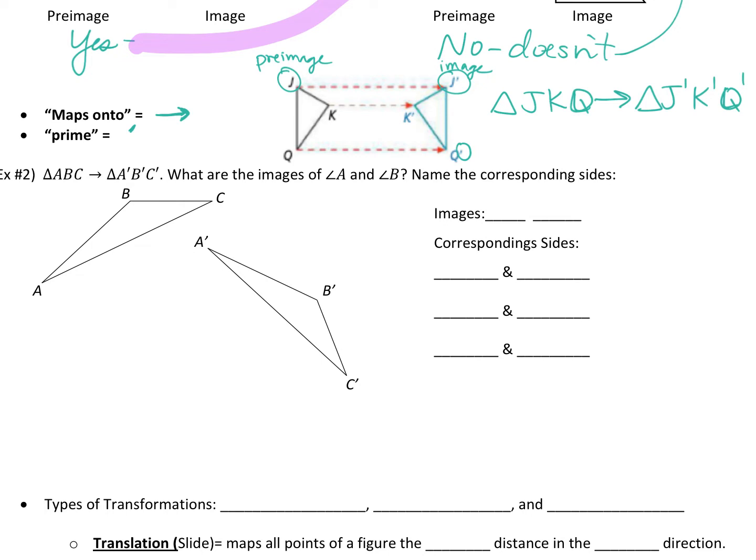Okay, so example 2 here. It says triangle ABC maps onto, right? That's what we say for the little arrow. Triangle A prime, B prime, C prime. So you're starting, your pre-image is what figure? ABC. This one's your pre-image, right? A prime, B prime, C prime is your image. So this is pre, this is image. Okay.